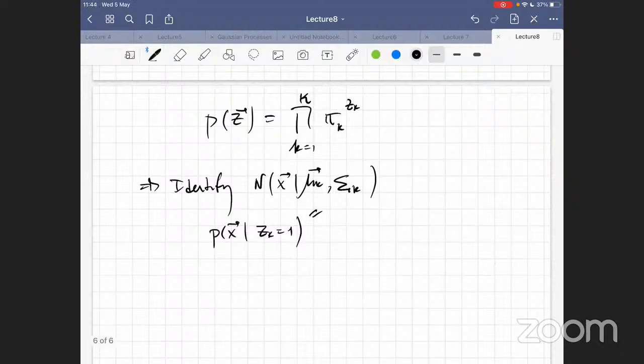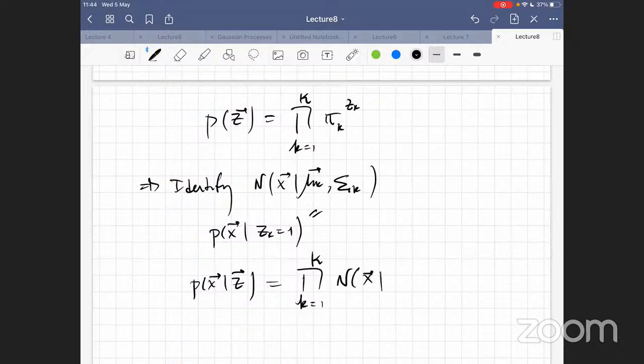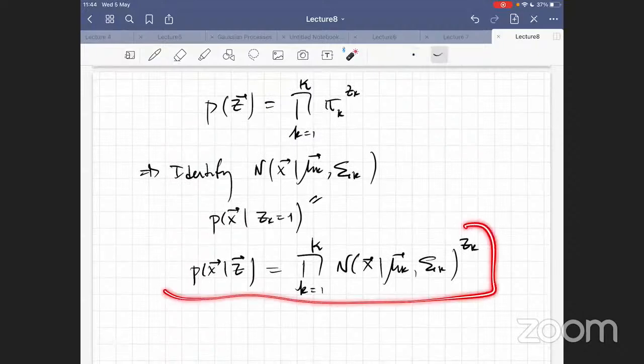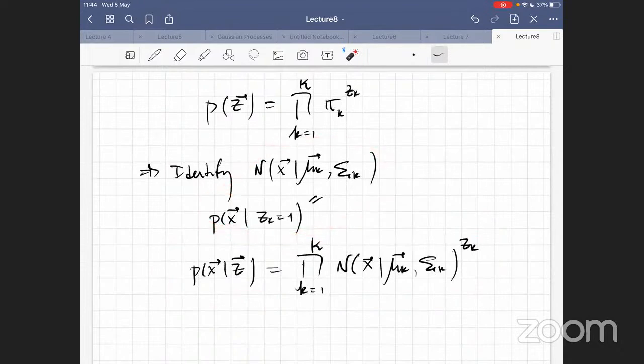And if this is the case, then the probability of x given z, in general, not one component but all the components, is just the multiplication of the above, product over k of N(x | mu k, sigma k) to the z k. This expression is just a consequence of this equality, in the sense that if now k is equal 2, then all the z k are going to be 0 except z 2, and it's going to give you exactly this equality.